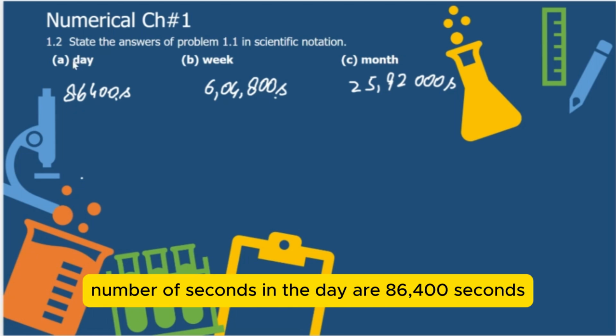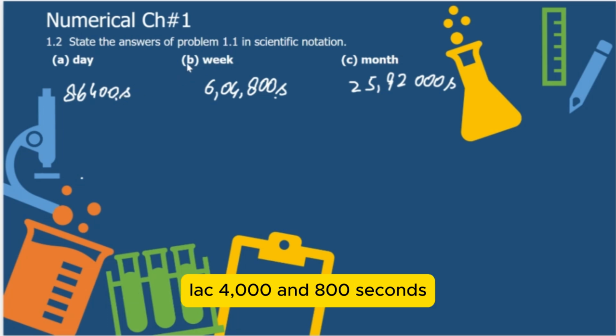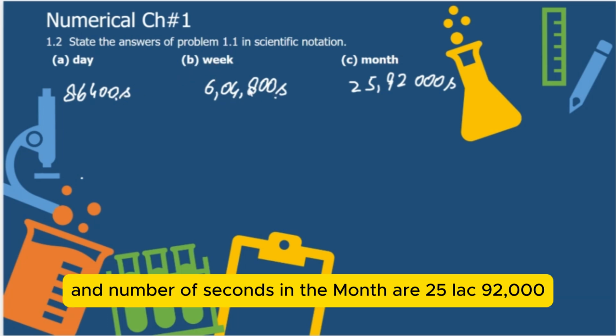For example, number of seconds in a day are 86,400 seconds, and number of seconds in a week are 6,04,800 seconds, and number of seconds in a month are 25,92,000.